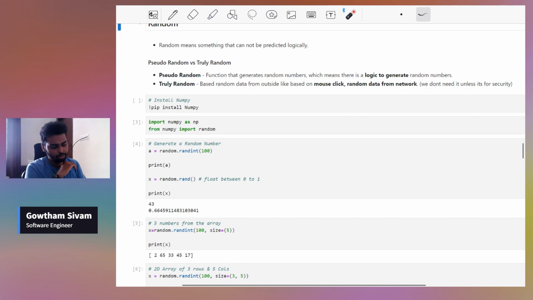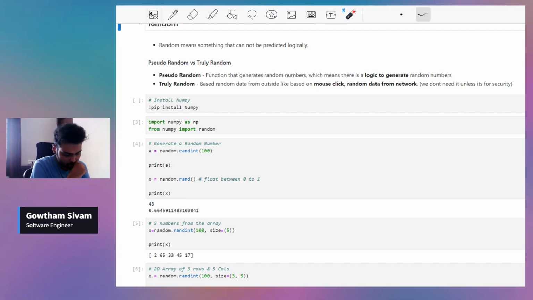So when do we use what? Truly random, for example, in case of security risks where things have to be much more secure. In that case they will rely on truly random, where they will pick some random number based on some random mouse click or some kind of data present on the network that is totally irrelevant, so that the password or the security becomes much harder for the user to crack.